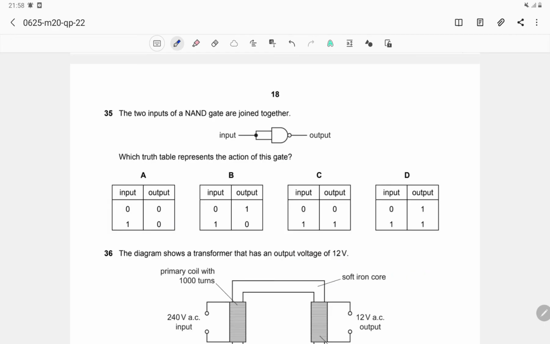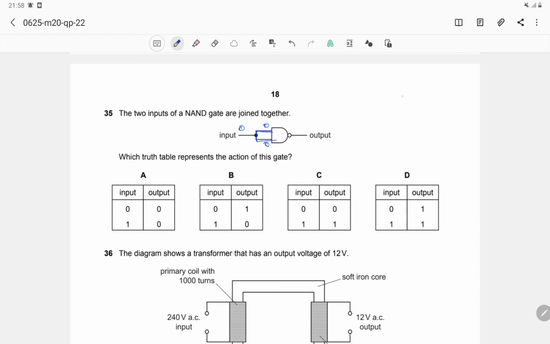Question 35. The two inputs of a NAND gate are joined together. Which truth table represents the action of this gate? So here we have a NAND gate where you are connecting a single input. That means if you are connecting an input 0, here also it will be 0, here also it will be 0. So what will be the output?